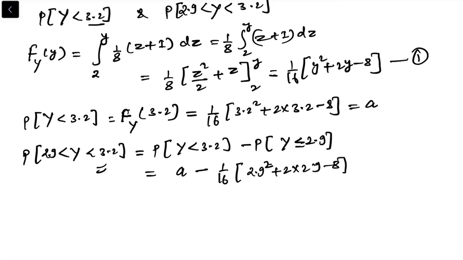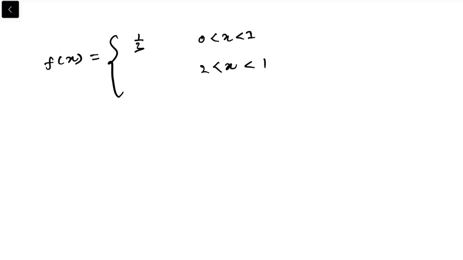All right, now let's move on to the next question. In this question you are given the PDF. When x is greater than 0 but less than 1, the PDF is 1 over 3. When x is greater than 2 but less than 4, the PDF is again 1 over 3, and elsewhere it is 0.